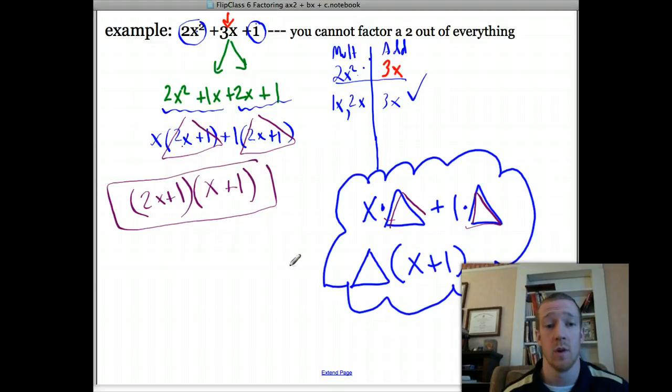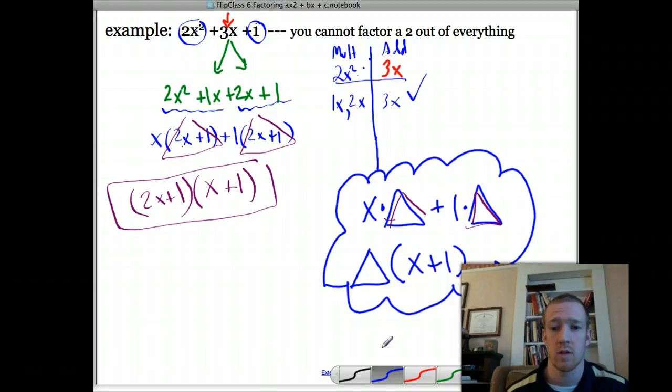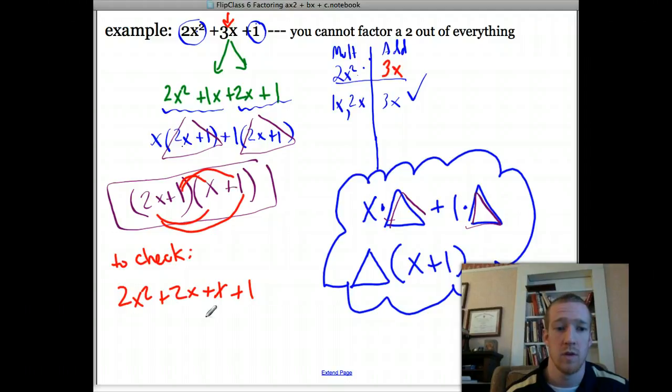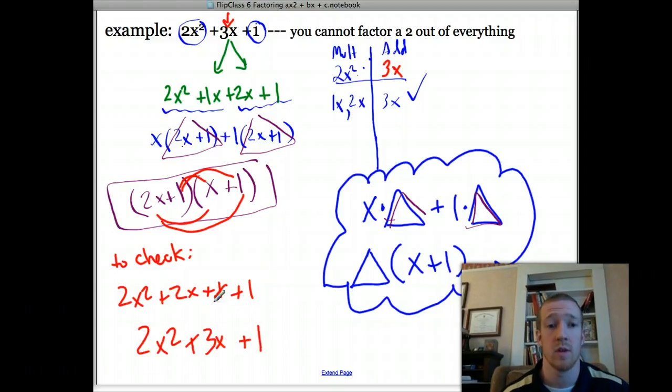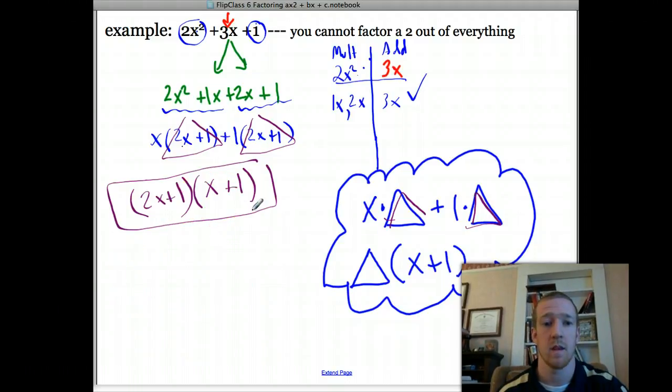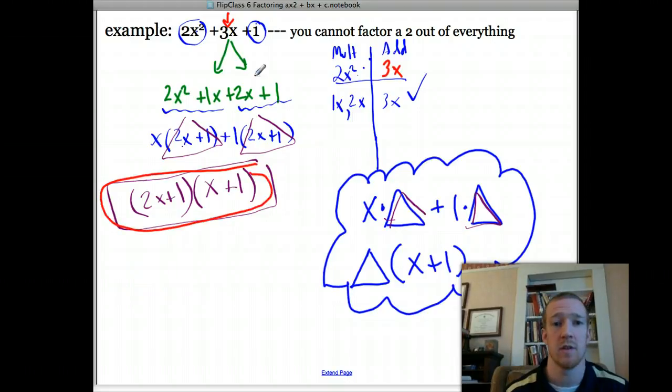That's our answer. If we wanted to check our answer, we would go back and FOIL it out, right? So this is just to check, to make sure that we did it right. 2x times x is 2x squared. 2x times 1 is plus 2x. 1 times x is plus x, or 1x, and 1 times 1 is plus 1. Simplify and you get 2x squared plus 3x plus 1. Right? So that was just to check our answer. Really what we want is this. This is our final answer. This is the factored form of this.